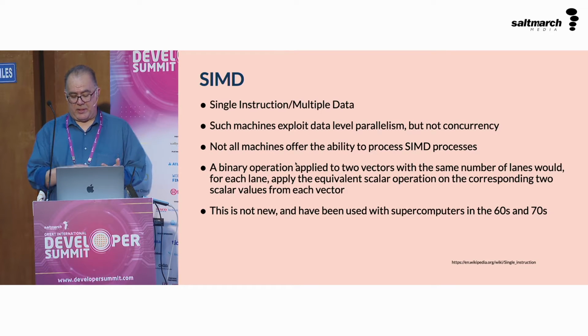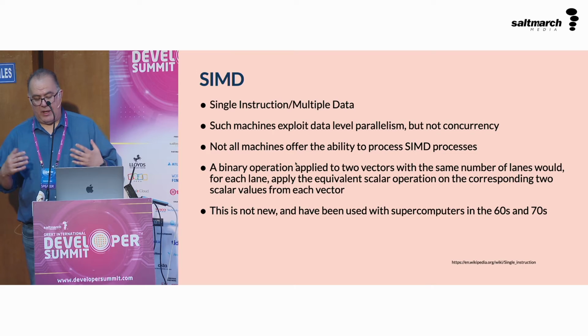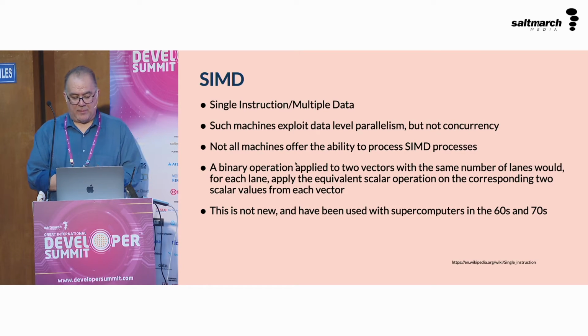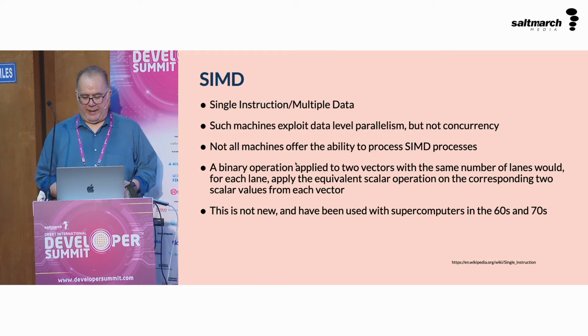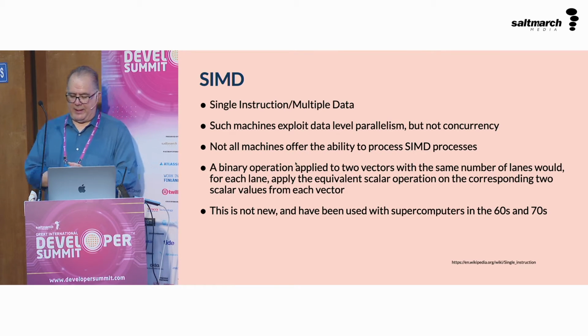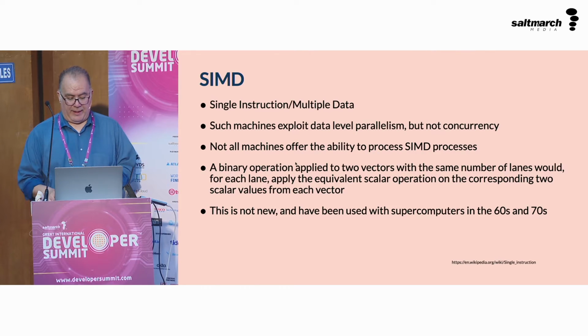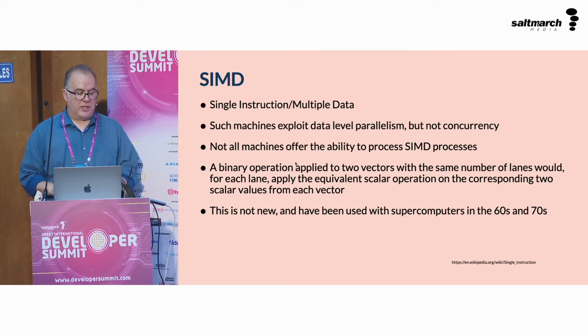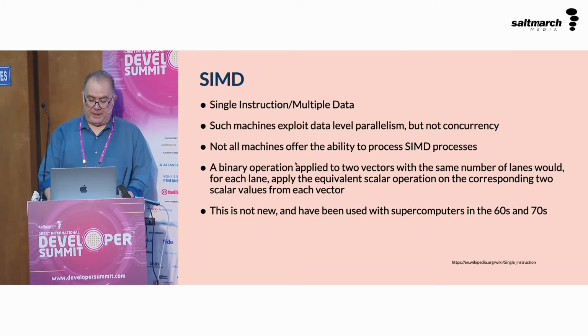A binary operation applied to two vectors with the same number of lanes would, for each lane, apply the equivalent scalar operation on the corresponding two scalar values from each vector. And I'll tell you what that means, because that sounds really nerdy, but I have some images and animations that I hope will help along with that. We'll describe that fourth bullet point in finer detail.